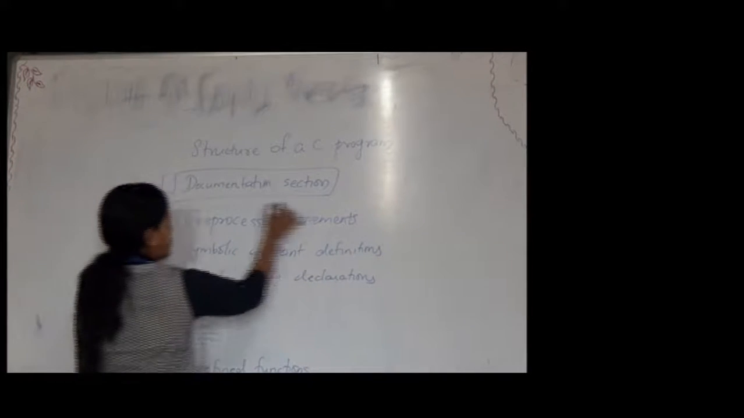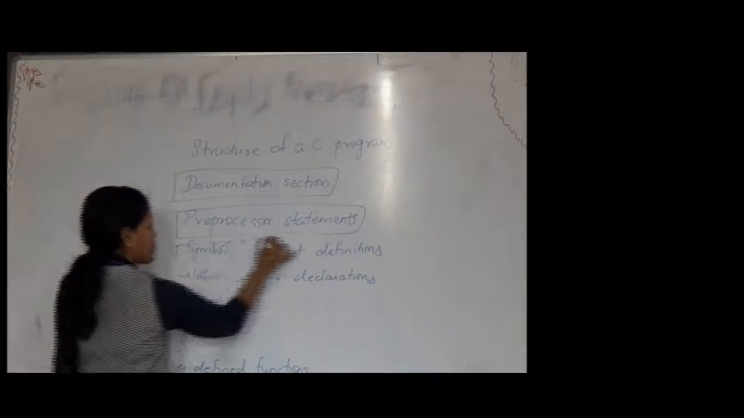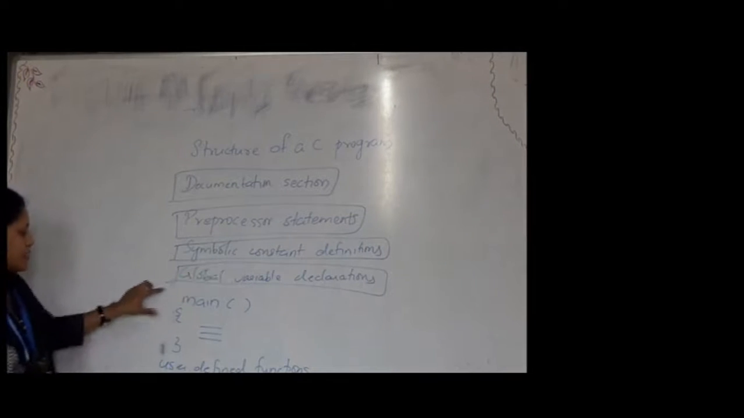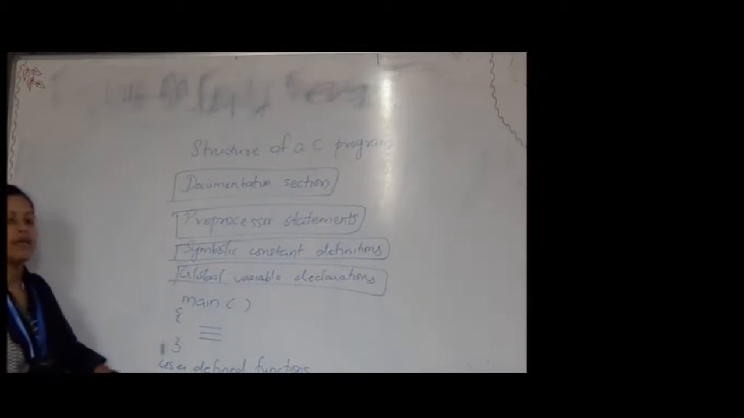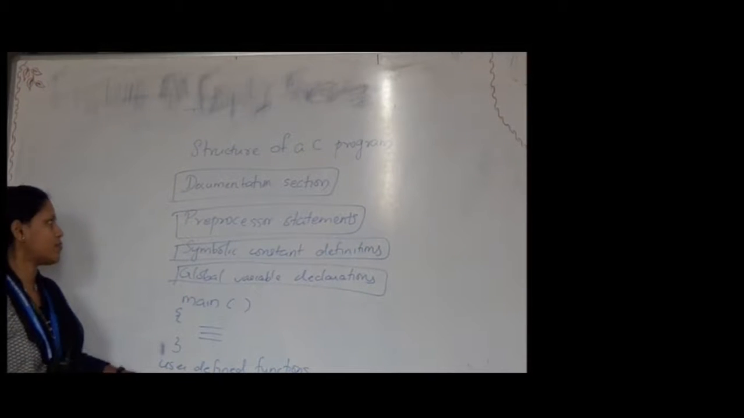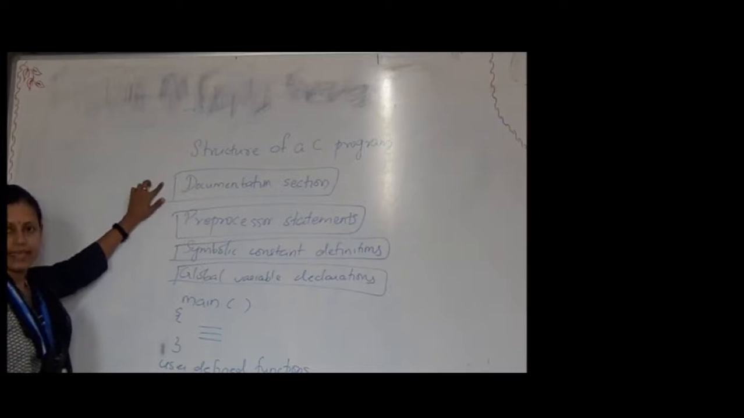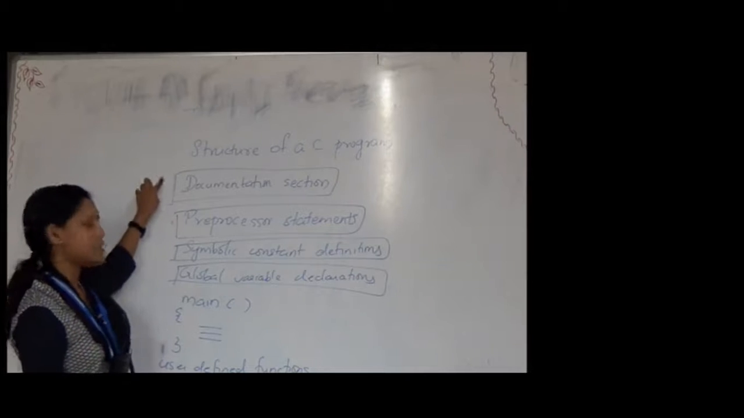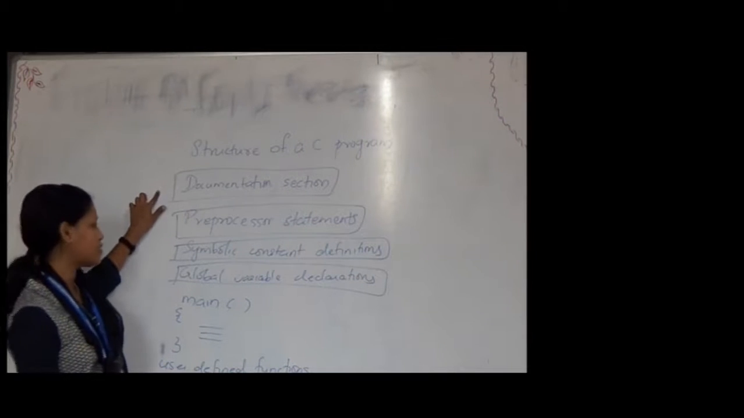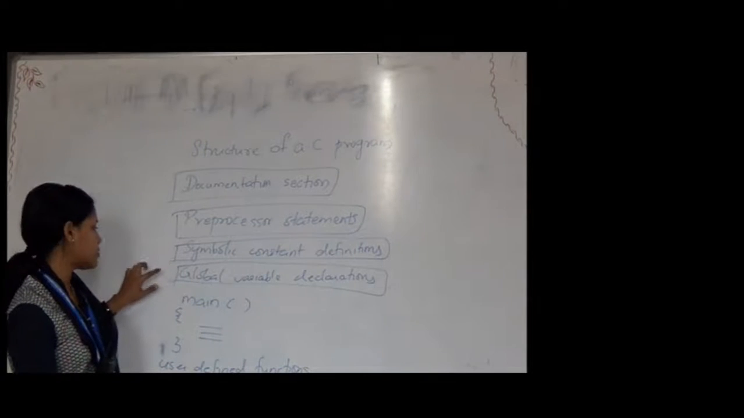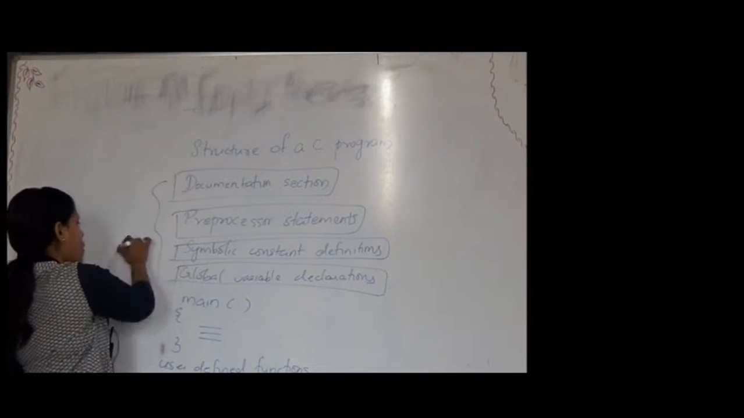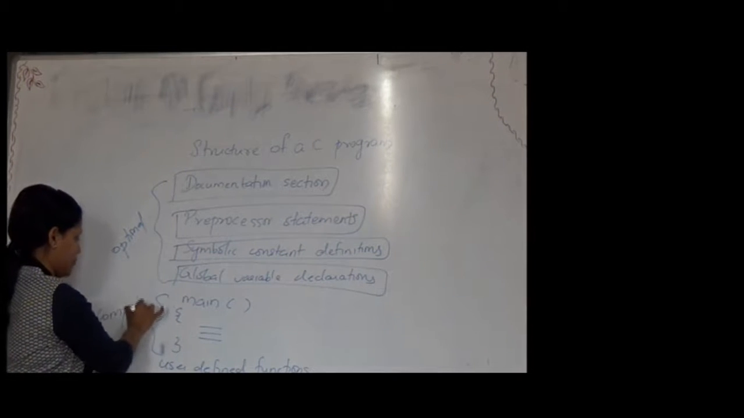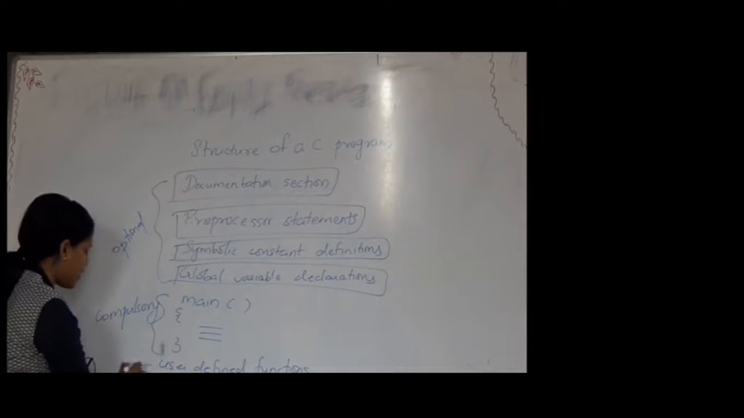So we have the structure beginning with the documentation section, followed by preprocessor statements, symbolic constant definitions, global variable declarations, the main function, which is followed by n number of user defined functions. Let's discuss each in detail. The first section of a C program is the documentation section, which is an optional section. The documentation section, preprocessor directive, symbolic constant, global variable declarations all are optional, and the main function is the compulsory part of a C program. The user defined functions are also optional.